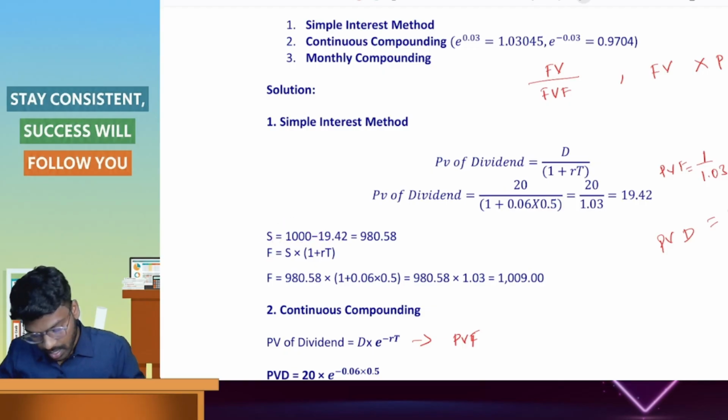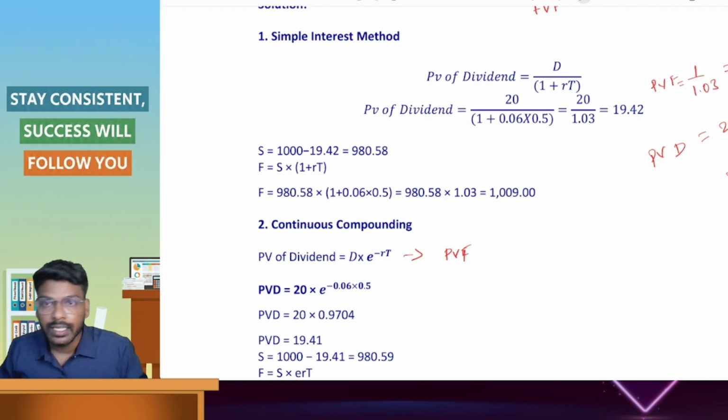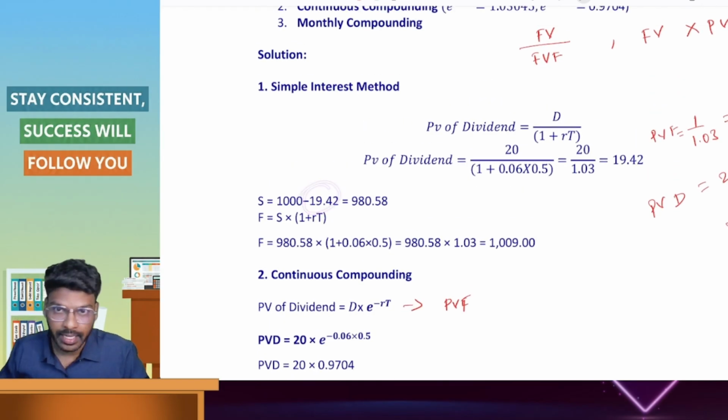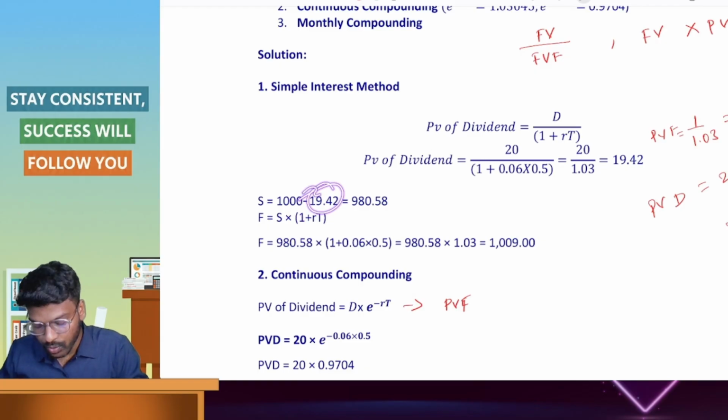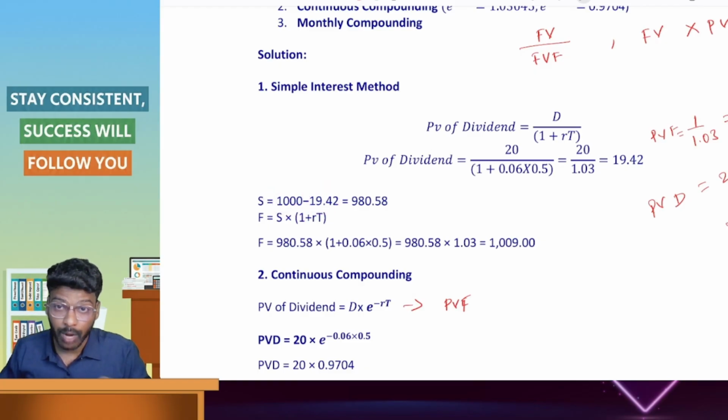In case of interest, it is an outflow. We will add that interest cost of carry to the spot price, then we will get a future price. Dividend is an income, interest is the expense, so income will be reduced from the spot price, and interest will be added to the spot price. We will get a value of future price.